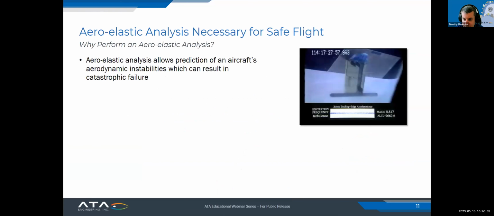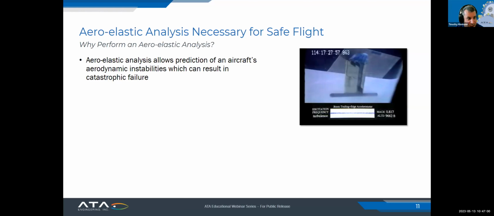The challenging thing with flutter is that it's such a quick phenomenon, there's very little time to recover in the event that the pilot does start experiencing flutter. It's often on the order of seconds. And so it's really important to know when flutter is going to occur and to safely stay away from those conditions so that you never get into a flutter phenomenon.